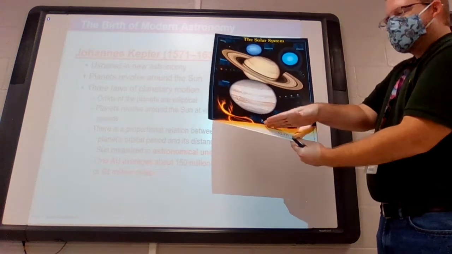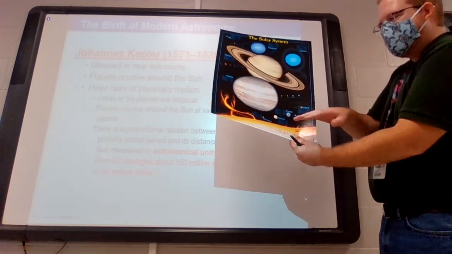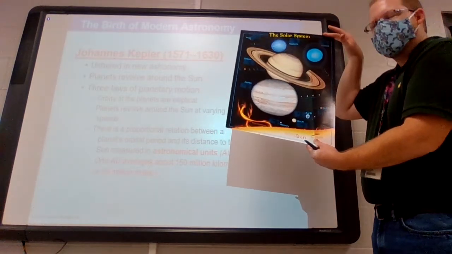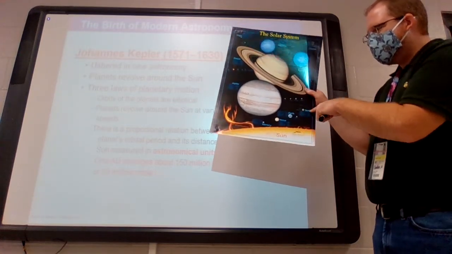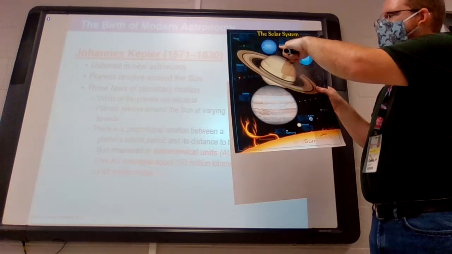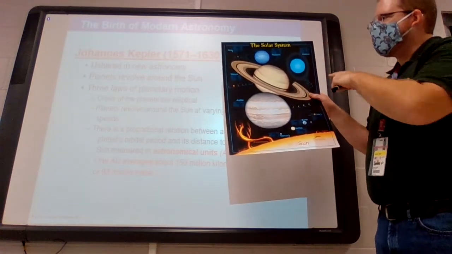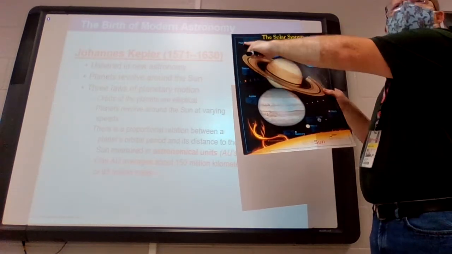So the planets closest to the sun are closest to the sun in the picture. Obviously, this is not to scale. But you have Mercury, Venus, Earth, Mars, Jupiter, Saturn, Neptune, Uranus. I guess it would go Uranus, Neptune. And then way out here, Pluto.